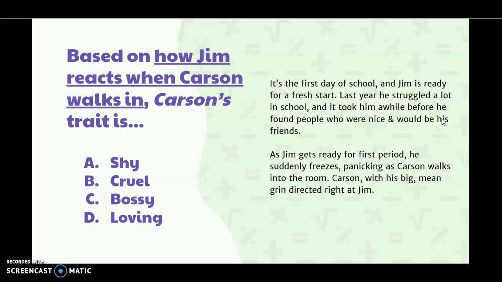So, based on how Jim reacts when Carson walks in, Carson's trait is A, shy. B, cruel. C, bossy. D, loving.